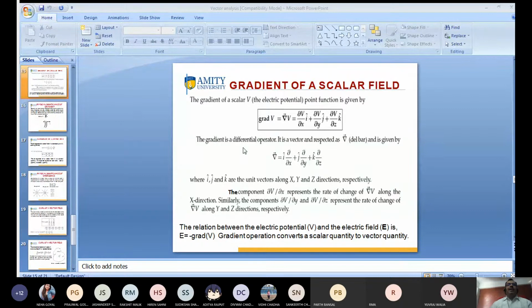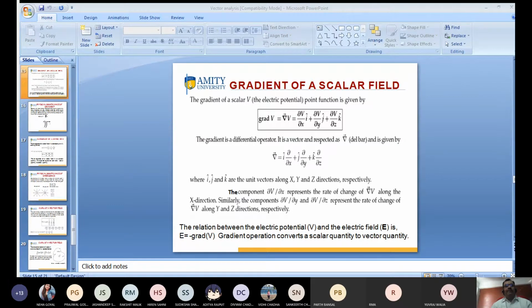This is known as the del operator. This is del bar. This is a vector quantity. This is also known as the differential operator. And the value of this is i del by del x plus j del by del y plus k del by del z. Yes or no? It is clear. This is known as the differential operator, del bar, and this is a vector quantity.